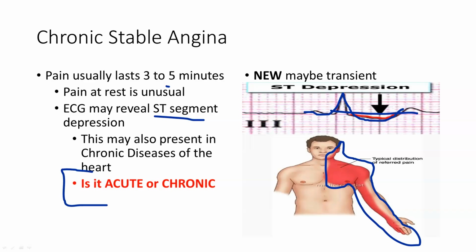What we need to ask ourselves is, do we have a baseline? Is this acute or is this chronic? ST depression can be chronic. Chronic stable angina literally says chronic.